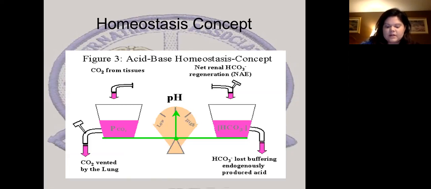So the homeostasis concept, basically, you're trying to keep everything in proportion. You don't want excess acid, you don't want excess base. You want everything to stay how it normally is. So as fire makes smoke, metabolism makes CO2 and metabolic acids.